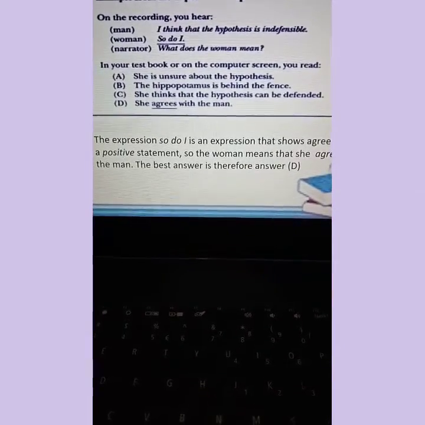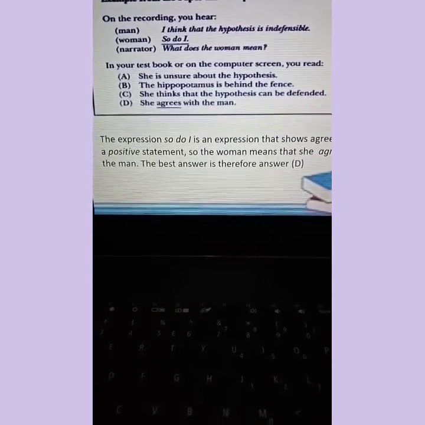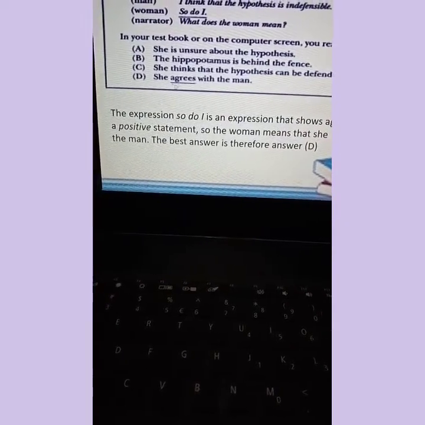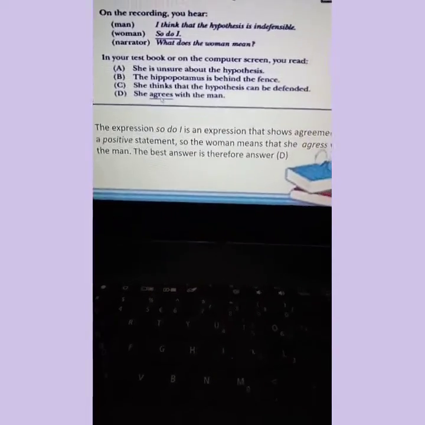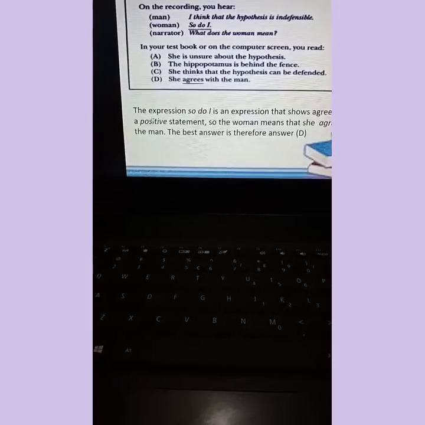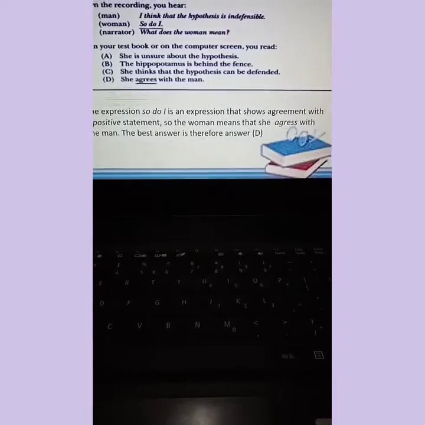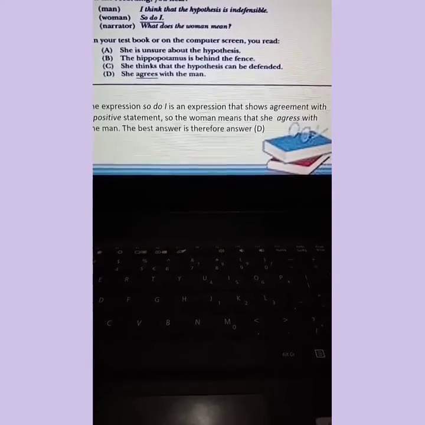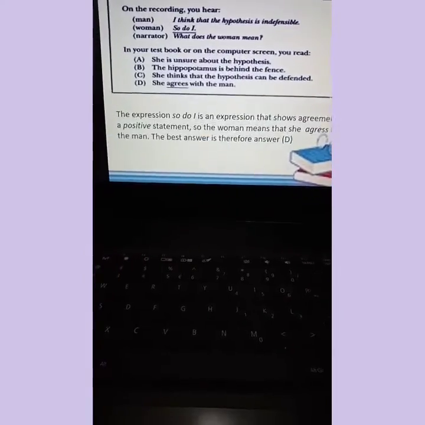You can see that option D, which is underlined, says agrees. Let's read the explanation. The expression "So do I" is an expression that shows agreement with a positive statement. So, the woman means that she agrees with the man. So, the answer is D.